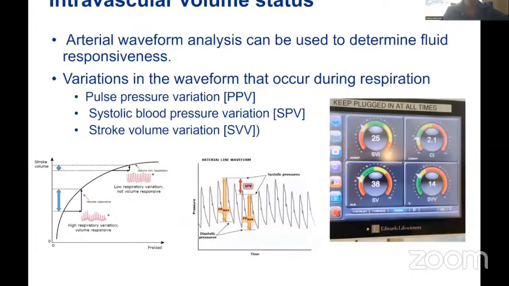The arterial waveform analysis can also be used for determining fluid responsiveness. The stroke volume variation as estimated by the FloTrac or the Vigileo uses specialized transducers but uses arterial cannulas, A lines. An example is the EV1000, which is quite frequently used. If the stroke volume variation is more than 13, that is what has to be targeted for volume resuscitation, because the variation in the pulse is more with respiration. That means the vessels are empty.